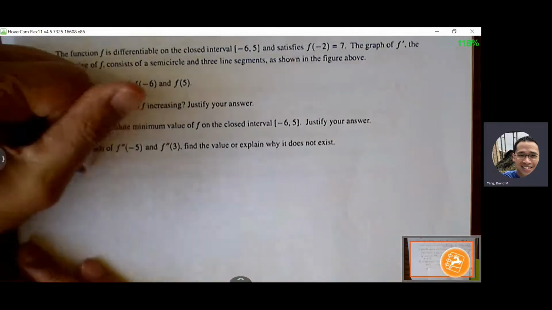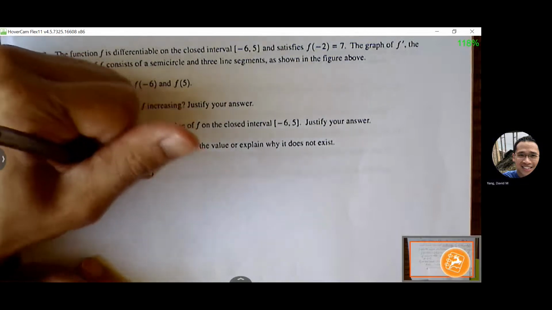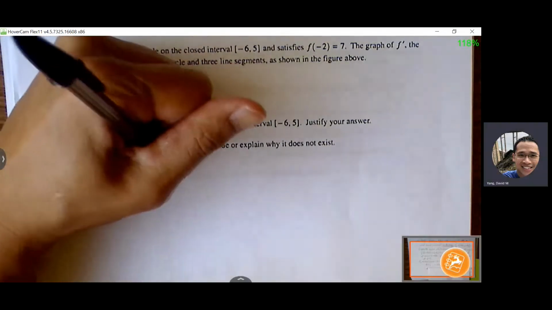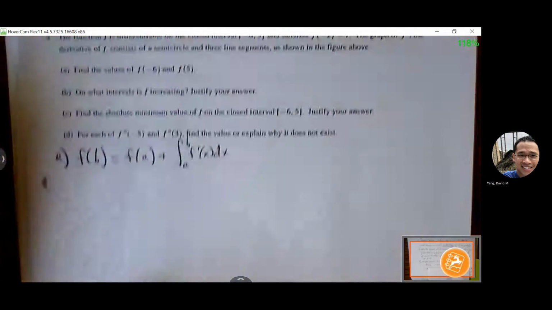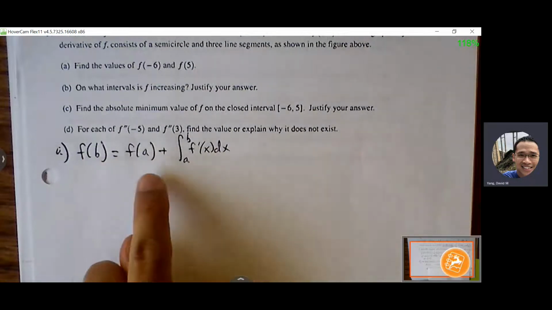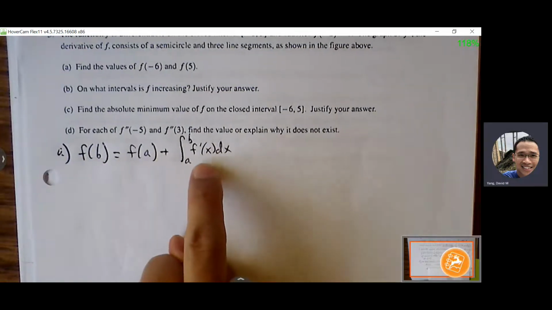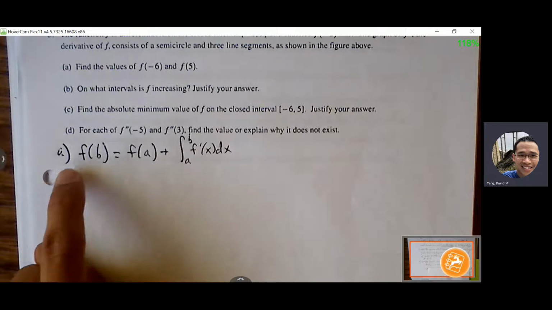So f of b equals f of a plus displacement from a to b of f prime. Okay. So if I want to find out where I'm going to end up, I need to know where I began and then how much progress I made in that time interval. Okay. The progress added to my starting point will give me my final position.